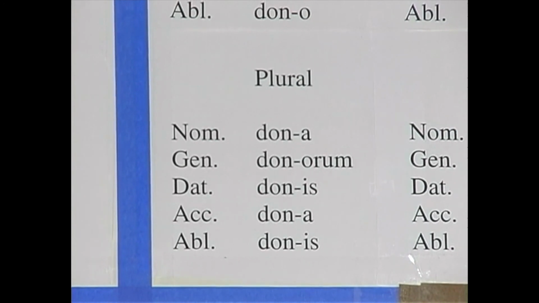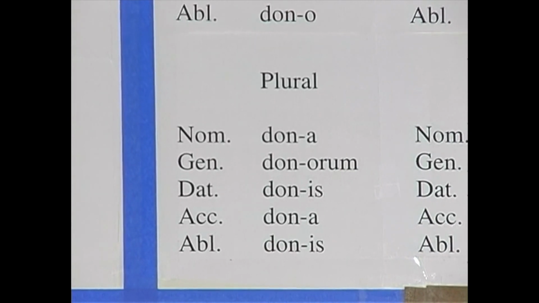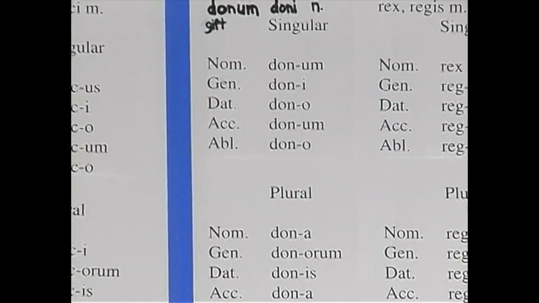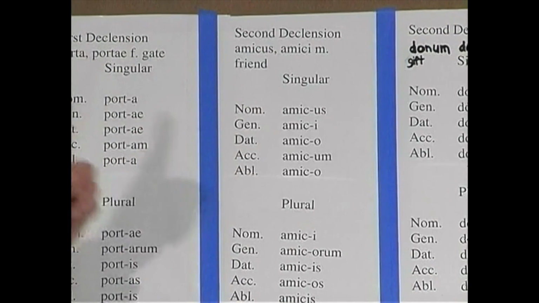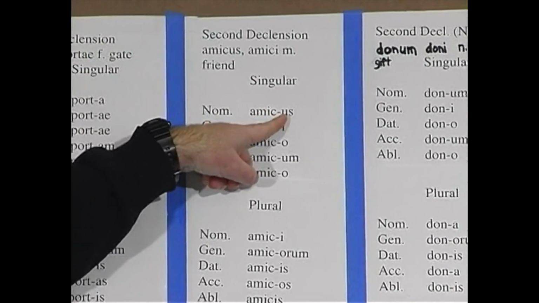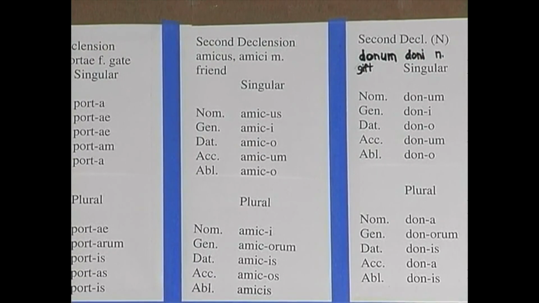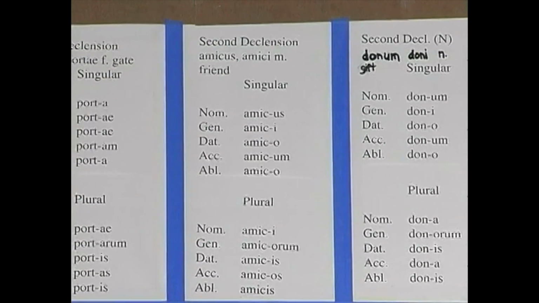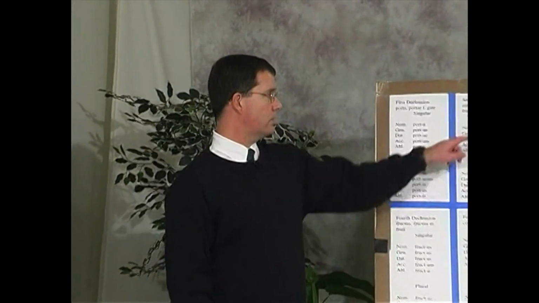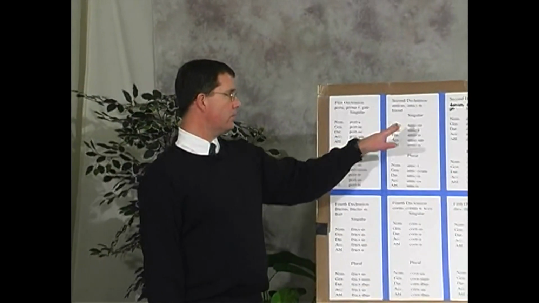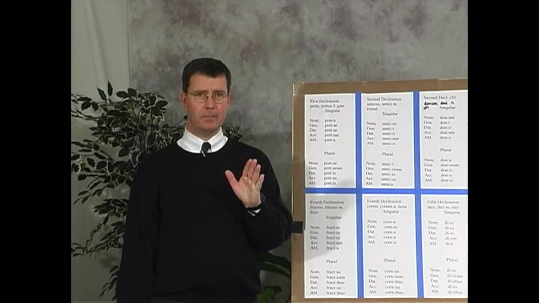And before I leave the second declension, I should remind you that the vocative singular of second declension nouns is formed with an E. So it is not identical with this form here, amicus. The vocative is amice. If you were speaking to your friend, you would say amice. So there's a difference here. But other than that, the vocative singular and the nominative singular are the same.